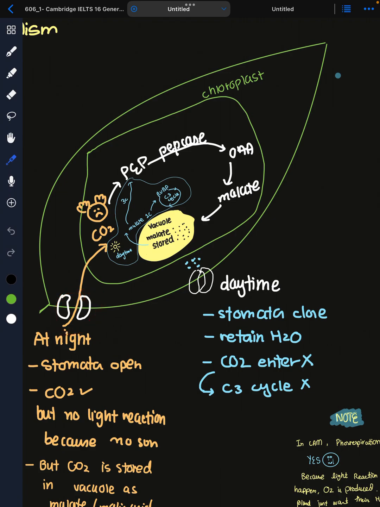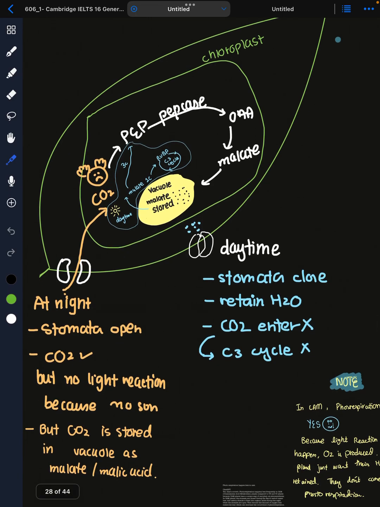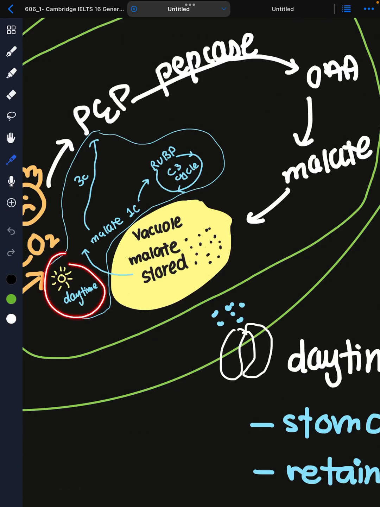At night time, they take all the carbon dioxide from the environment and store it in another form, not as carbon dioxide. We cannot store carbon dioxide because it's a gas. They change the form of carbon dioxide as we did in the C4 cycle. So do the CAM plants. They change carbon dioxide into malic acid or malate, and then they store it in their vacuole.